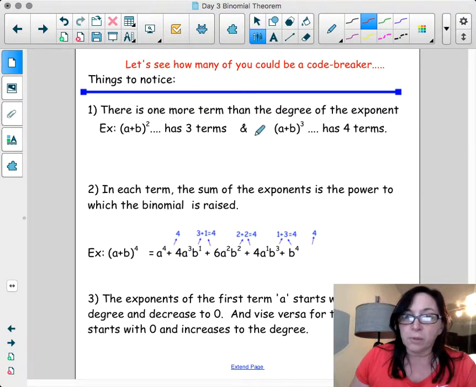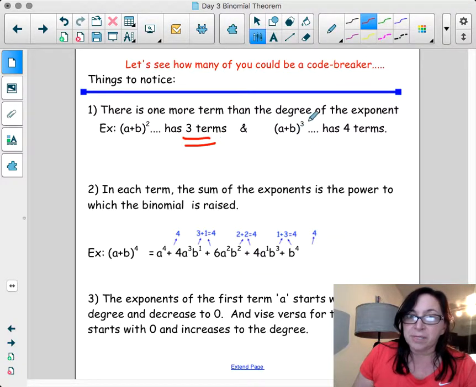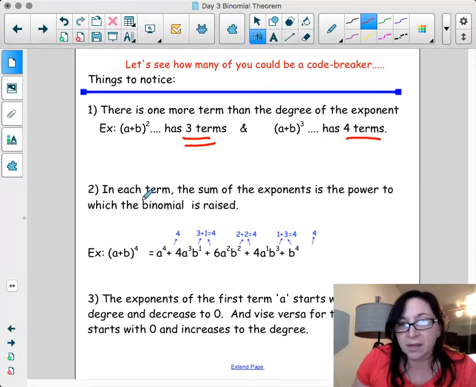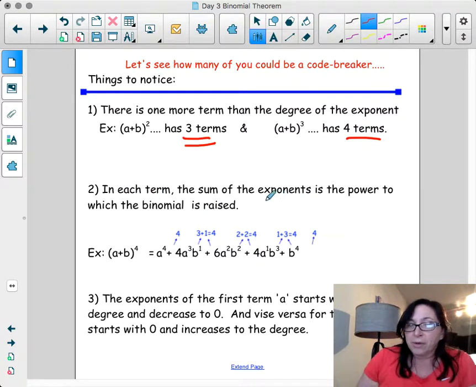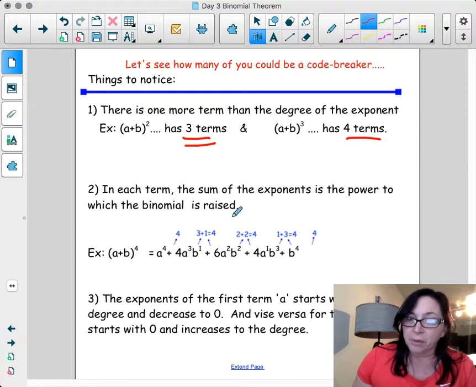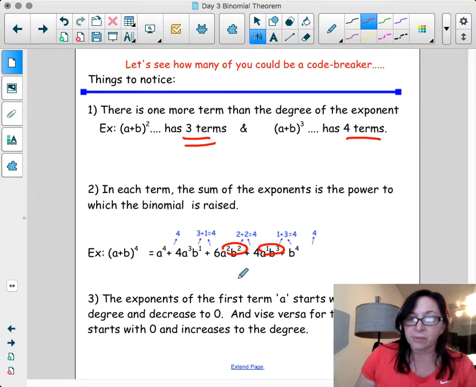So there's one more term than the degree. So that's what we're saying. If you have a plus b to the second power, you have 3 terms. A plus b to the third power has 4 terms. We were just talking about that. In each term, the sum of the exponents is the power to which the binomial is raised. So this is a 4. This is a cubed 1, so that's 4. These equal 4, and these equal 4, and that's equal to 4.